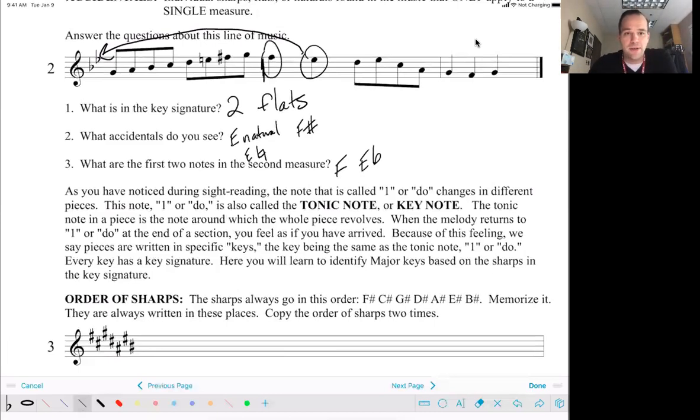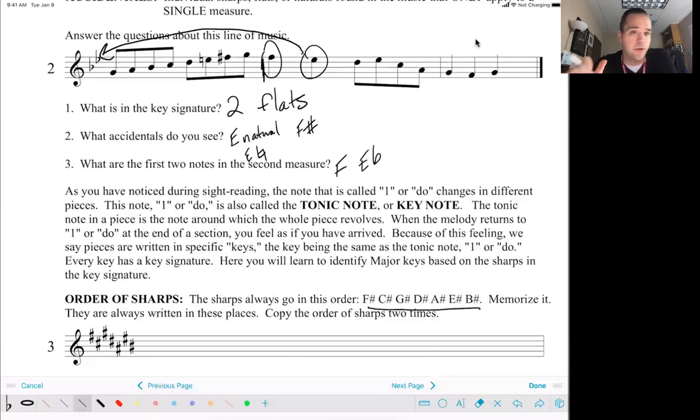Okay, so pretty straightforward. At the bottom of the page, they are showing you the order of sharps. So in a sharp key signature, the sharps always have to be in this order, no matter how many you've got. So it's always going to go in this order that they have written right here: F sharp, C sharp, G sharp, D sharp, A sharp, E sharp, B sharp. The sentence I like to use to remember those is Father Charles goes down and ends battle.